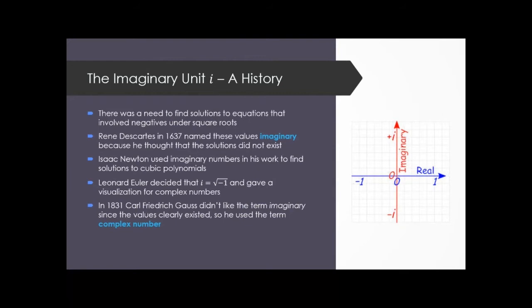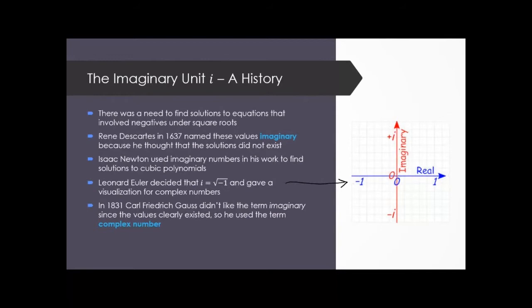And then he's the one that also gave us a way to visualize these things by coming up with this graph. So you can graph complex numbers if you have the real numbers as your horizontal and then imaginary numbers as your vertical. And so that gives you a way to start visualizing these things. And all of that was happening in like the 1600s.